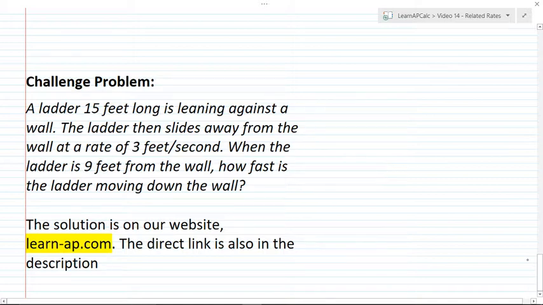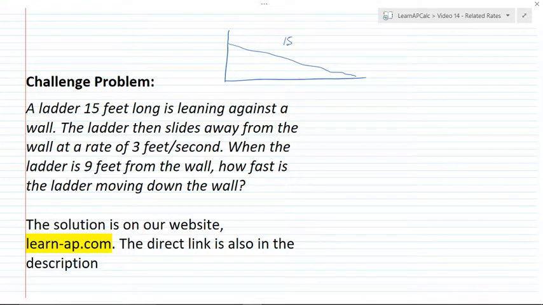Okay. So here we want to draw our picture. A ladder 15 feet long is leaning against a wall. The ladder then slides away from the wall at a rate of 3 feet per second when the ladder is 9 feet from the wall. How fast is the ladder moving down the wall?